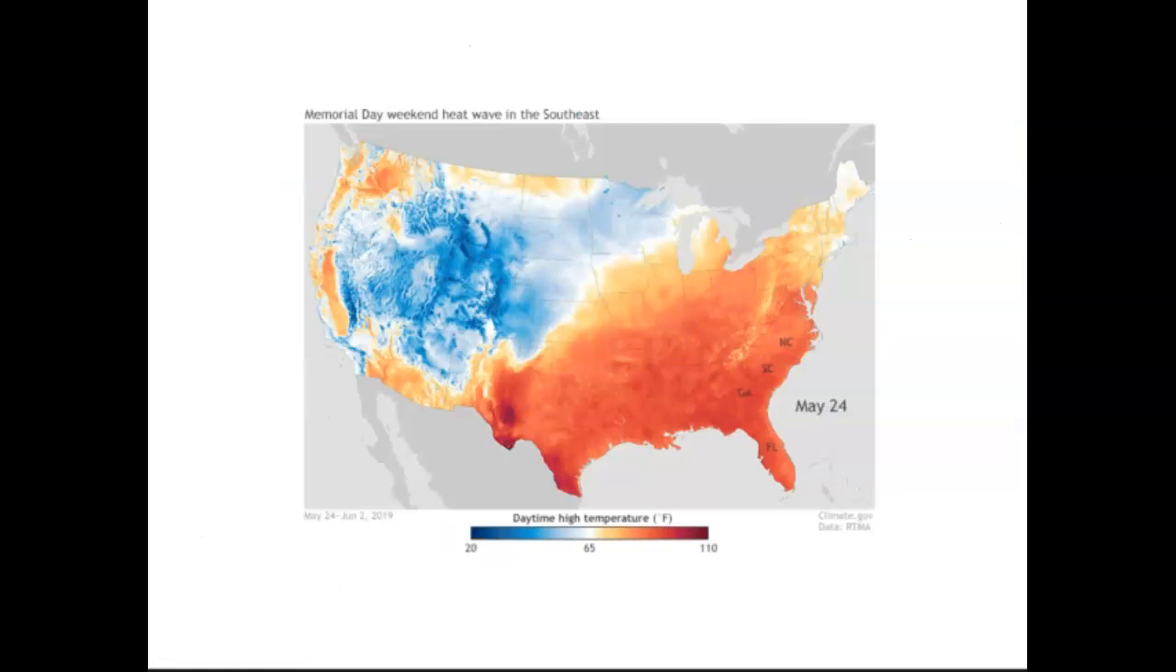Heat waves are periods of prolonged, abnormally high temperatures. We are experiencing more of these in the Southeast in recent decades. This map depicts one from May 2019. Heat waves are times when many vulnerable populations are hard hit by climate change.